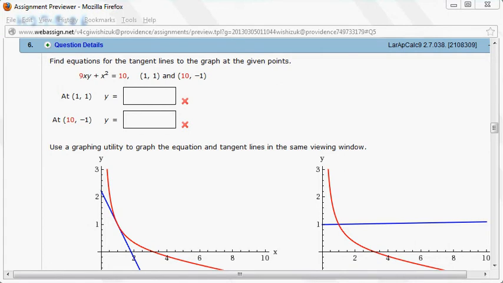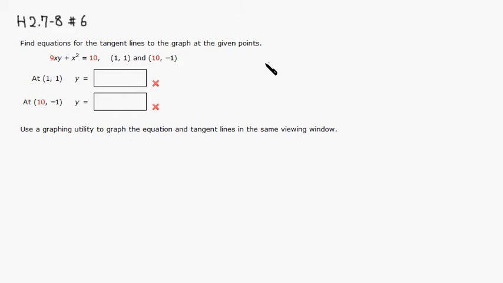Okay, let's look at homework 2.7, 2.8, number 6. We want to find the equations of the tangent lines to the graph of this equation at (1, 1) and (10, -1). So let's do that. First, we're going to take the derivative with respect to x.